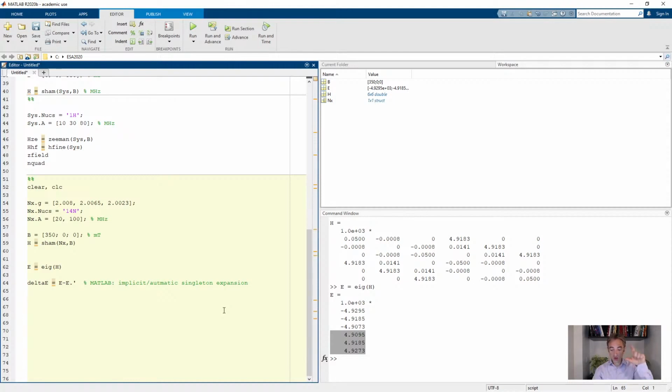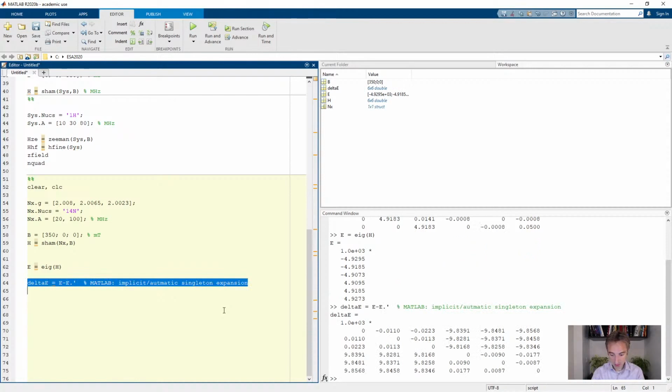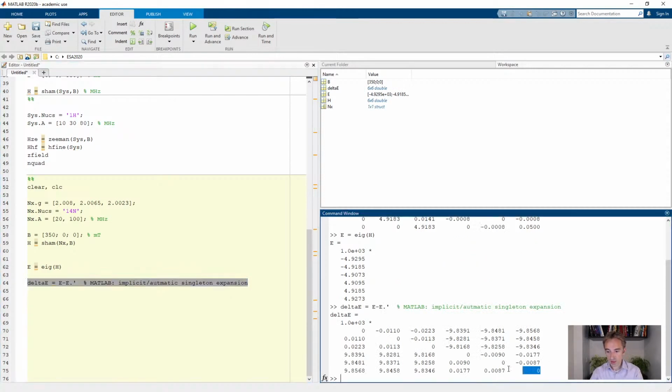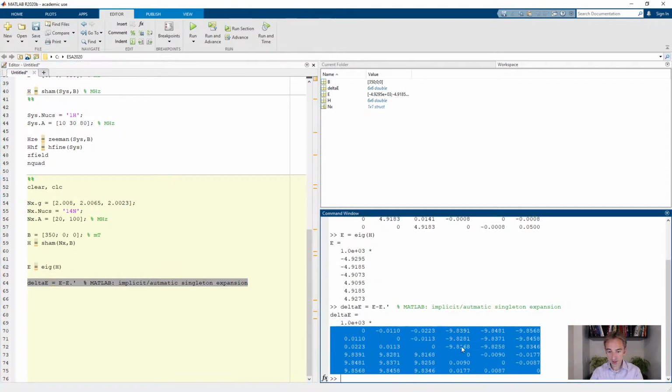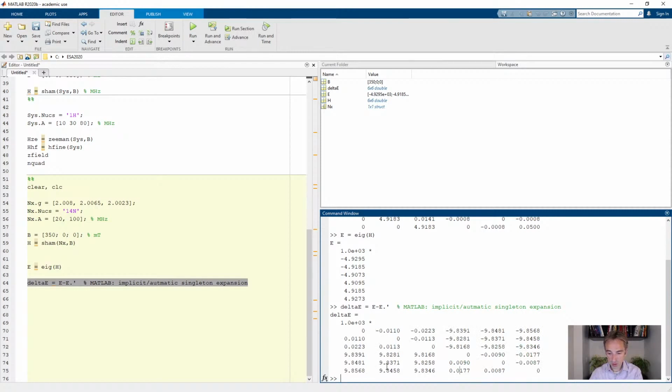That just takes those vectors, transposes one, and constructs the matrix of all the differences between the energy levels. Let's look at it. What we get is a full matrix, and you can see the diagonal is 0, because of course the difference of an energy value with itself is 0, and the lower triangle is positive and the upper triangle is negative. And you can see all the transition frequencies.